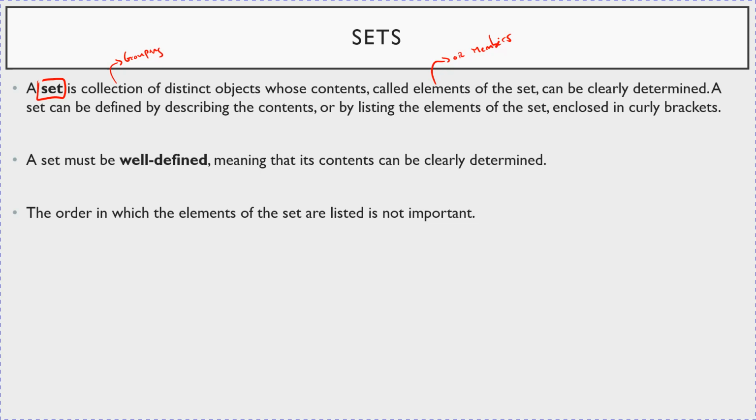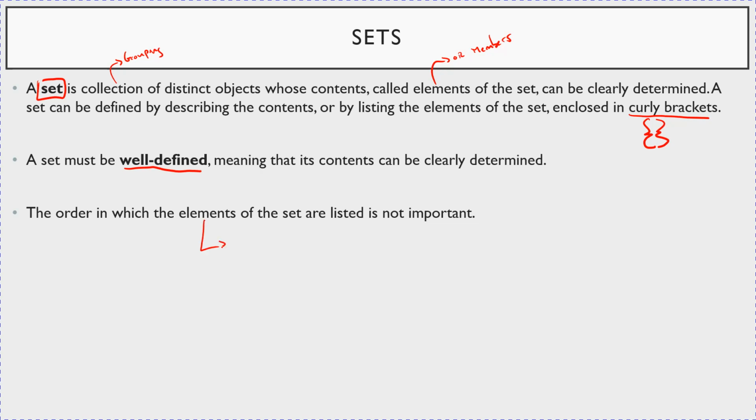A set can be defined by describing the contents or by listing the elements of the set, which is what we're going to do most often. And what you do is you enclose the set in curly brackets. They're brackets that look like this. Curly brackets or curly braces. A set must be what we call well-defined, meaning that its contents can be clearly determined. And the order in which the elements of the set are listed is not important.